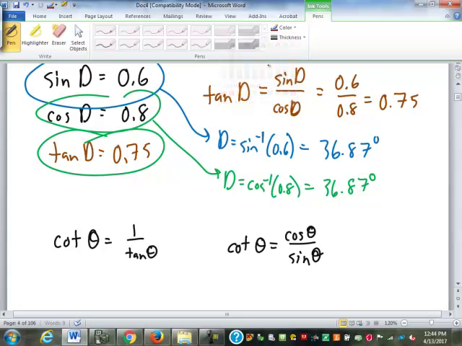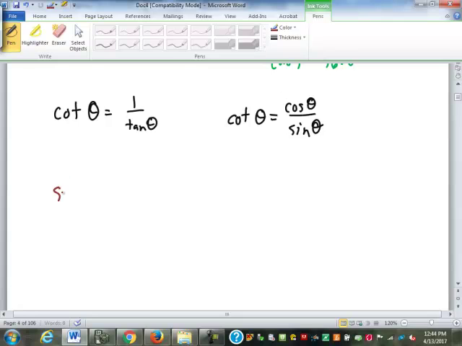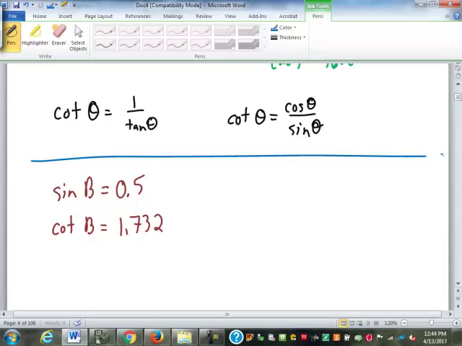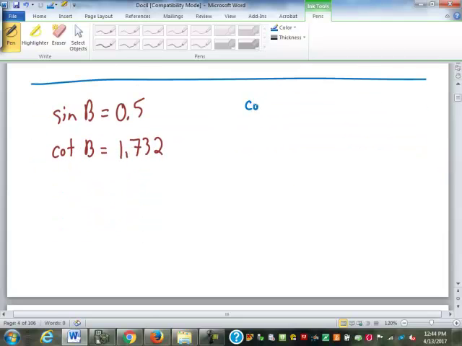So if I know the sine of angle B is 0.5, and I know that the cotangent of angle B is 1.732, find cosine of B, tangent of B, secant of B, and cosecant of B.